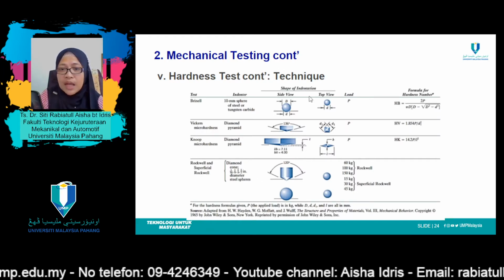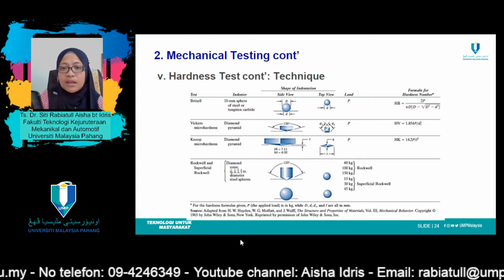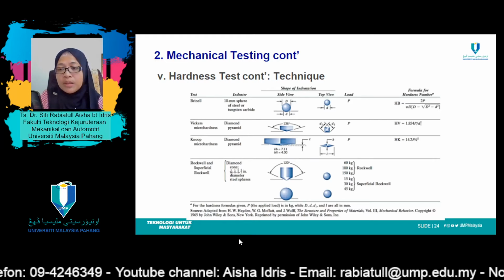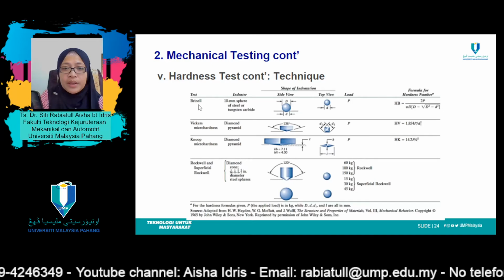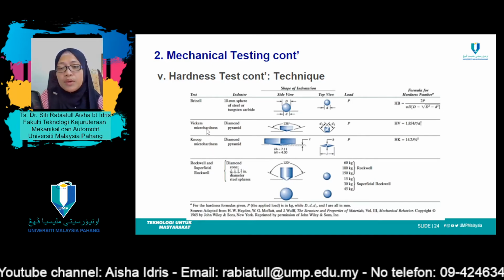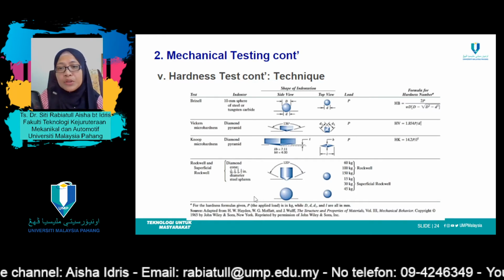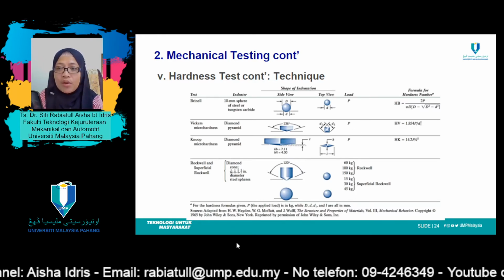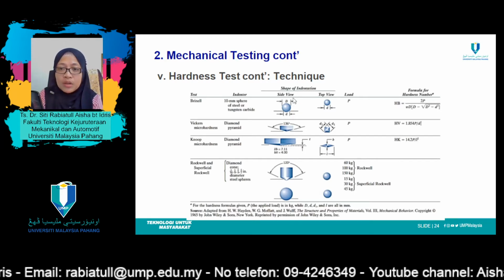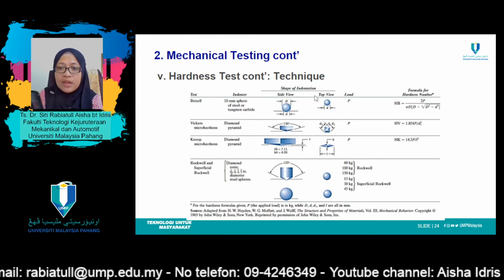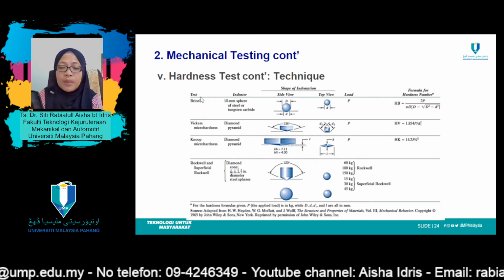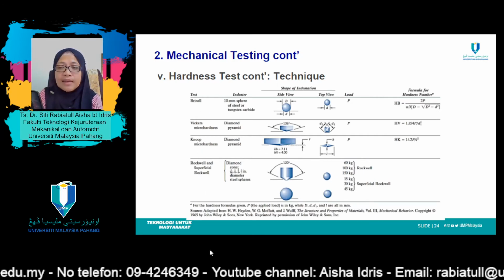This slide summarizes the techniques available in the market, for example Brinell, Vickers, Knoop, and Rockwell. So you can see the differences of each technique for hardness testing here. Even the shape of the indentation itself is different among the test techniques.